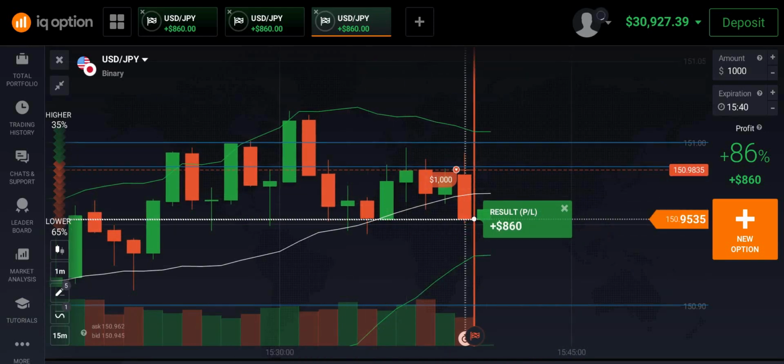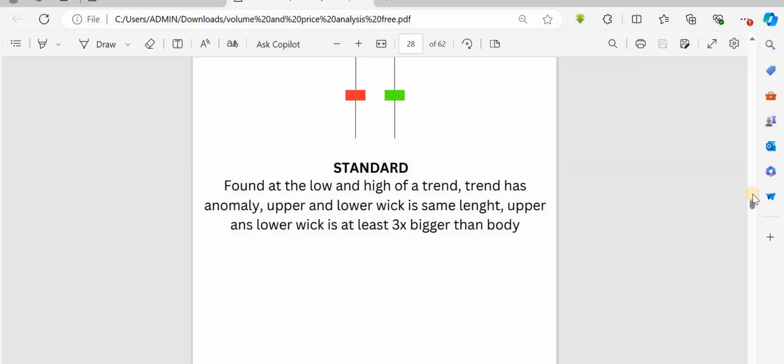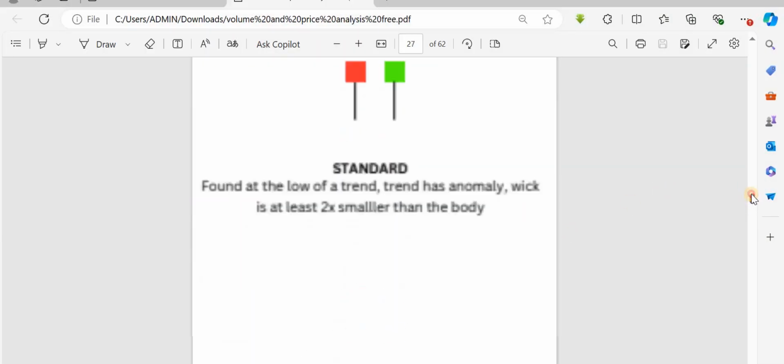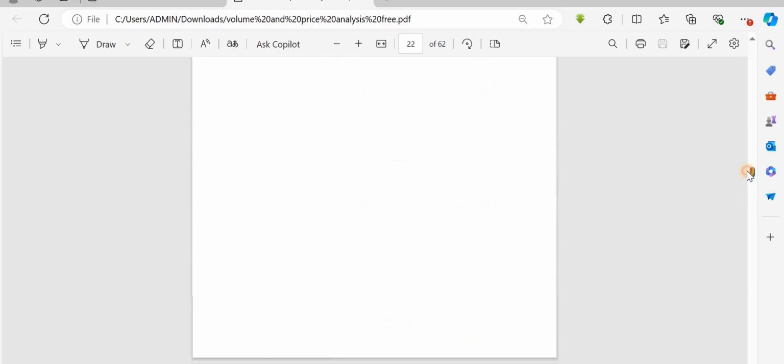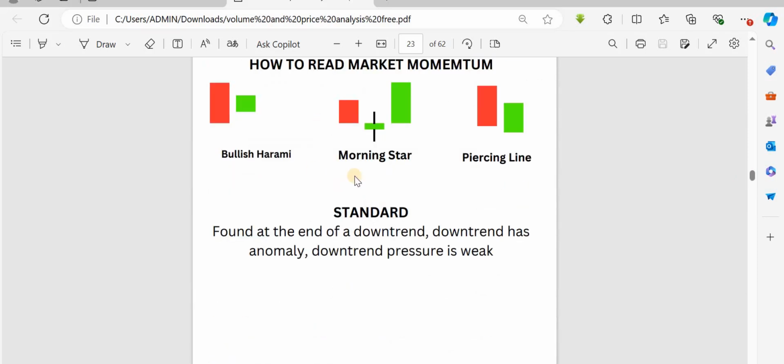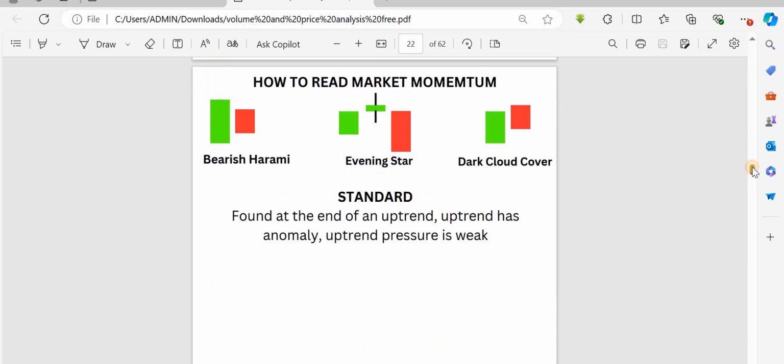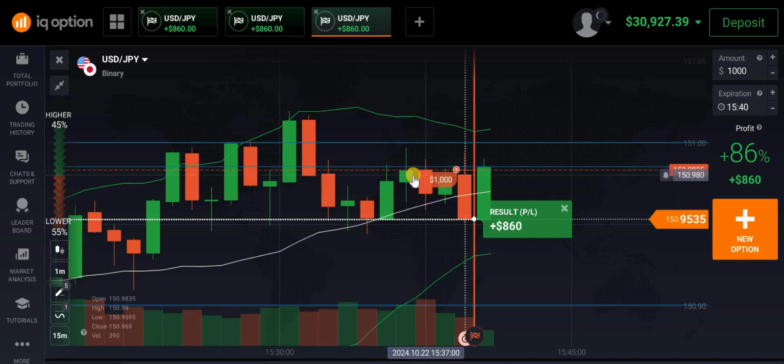I'm going to show you the engulfing pattern, which we know is a reversal pattern. I don't know if I have it in this one. Yeah, this is it. These are all the momentum patterns, how you see how the momentum in the market changes. This is something like what we just saw here, as you can see.